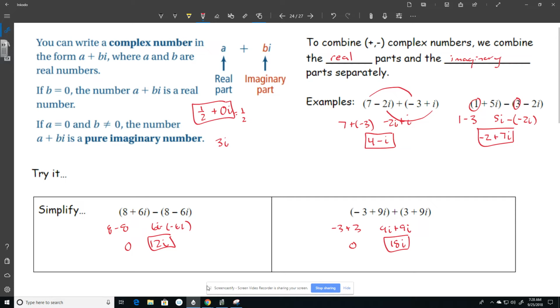Again, these are just like variables. When I add them together, this doesn't become i squared. It's just I have 9 i's and I'm adding 9 more i's. So be careful not to change the variables when you're adding or subtracting these.